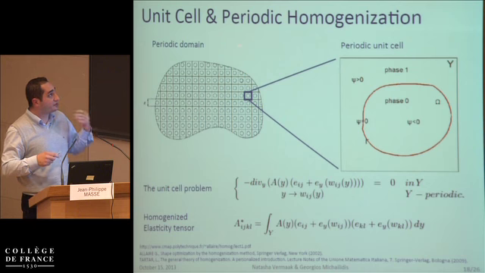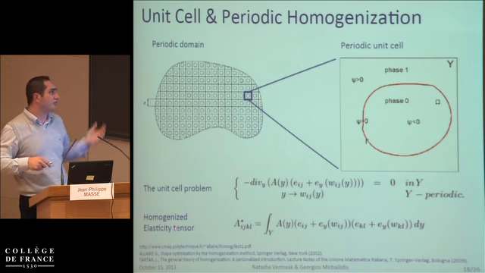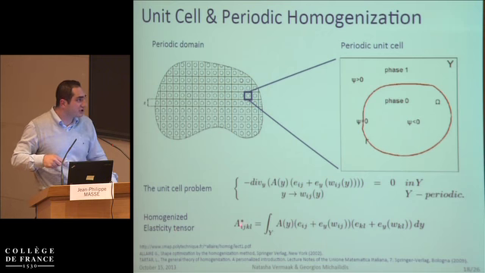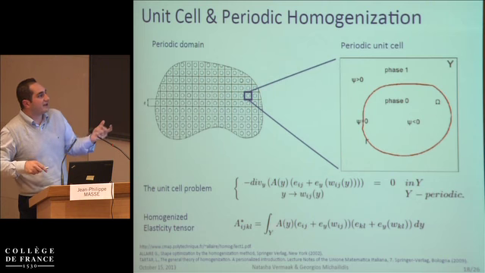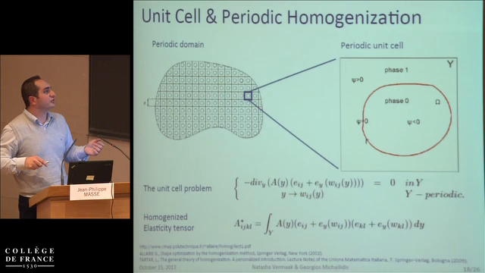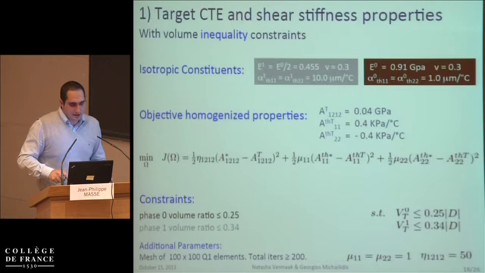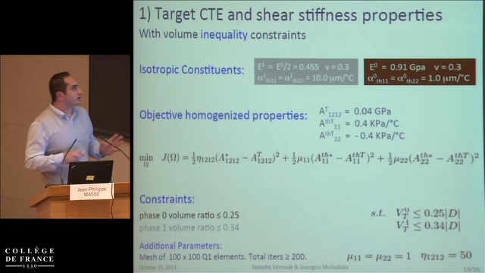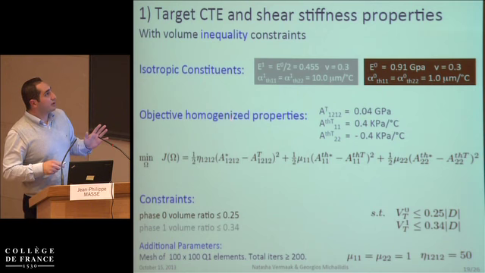So using the theory of periodic homogenization, we get a formula, for example, for the homogenized elasticity tensor, which depends on the position of the phases in the unit cell through the values of the elasticity tensor in the unit cell and through the solution of some partial differential equations called the cell problems. So let's give an example in order to get a better picture of what we're doing.